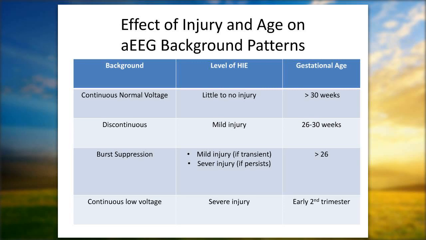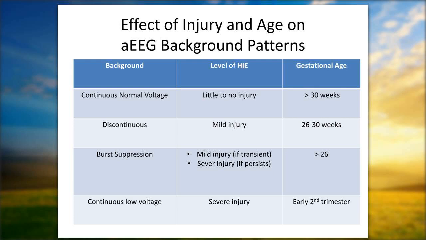And then, of course, just as an add-on, what are some of the things we oftentimes see from a gestational age point of view related to these background patterns? So if we see continuous normal voltage, there's either no injury or extremely little injury. Of course, if babies are older in gestation, we might see continuous normal voltage as well. Discontinuous for a term baby.